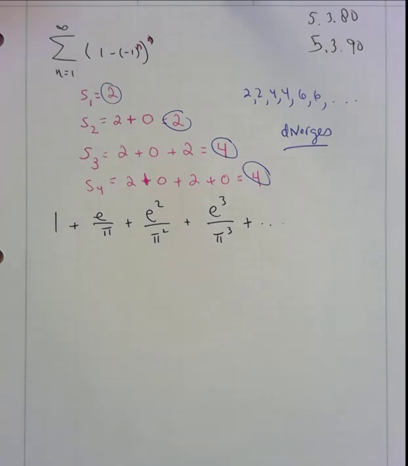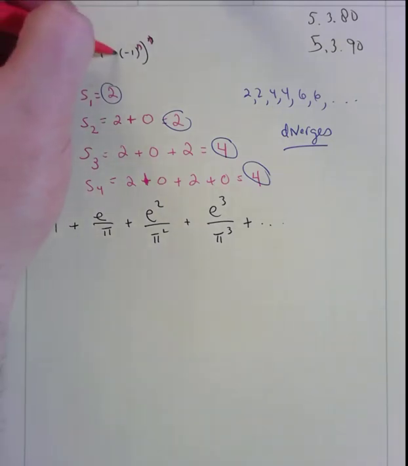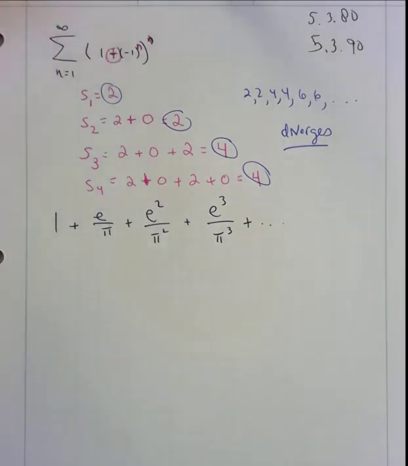And just as a little food for thought, I will now ask you, what would happen if I went back and made this a plus? 1 plus negative 1 to the n. I'll let you puzzle that out. Then do you get a convergent series, or does it stay divergent? And what are the partial sums?